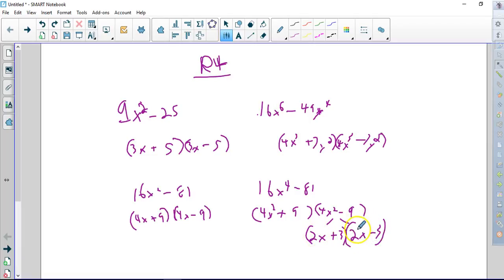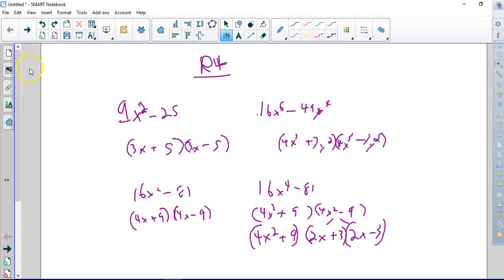That would give me 4x squared plus 6x minus 6x, and on the end, negative 9. So when I finish this, it actually breaks down to three factors. So you got to be careful to pay attention to, after you do your initial factoring, see if anything else can be factored anymore.